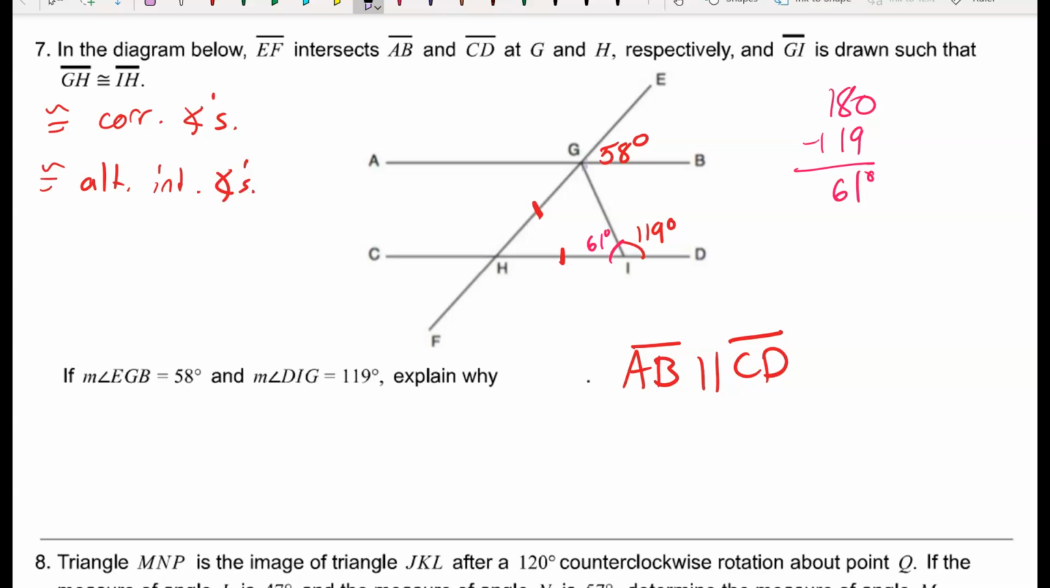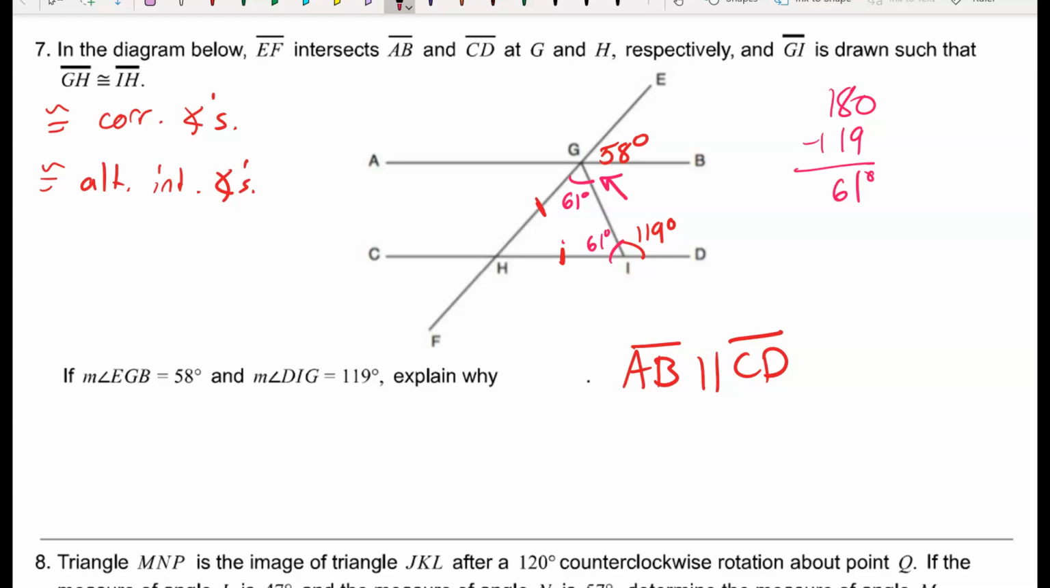And if you look at triangle GHI, notice that there are two congruent sides there, making that an isosceles triangle. So if two sides are the same, the angles across from those sides should also be the same. So even though this looks like it's flipped a little bit, if I have that 61 degrees over at I, I should also be able to put that 61 degrees over at G, because those are my congruent base angles of that isosceles triangle.